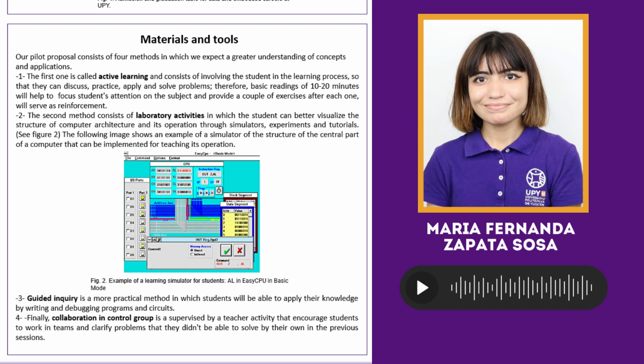The second method consists of laboratory practices where the student will be able to visualize in a more direct way the structure of the computer architecture. In this operation, simulators, experiments, and tutorials will be used as reinforcements, which will be easier for the student and more dynamic for their understanding.